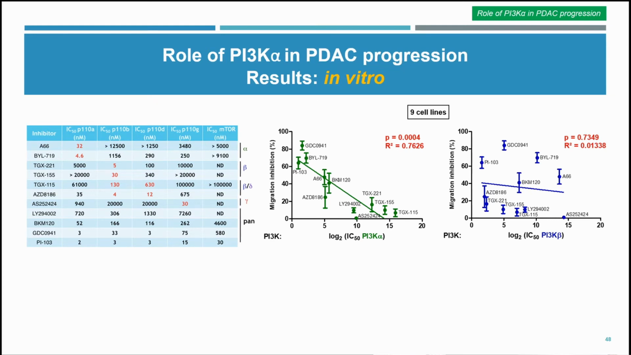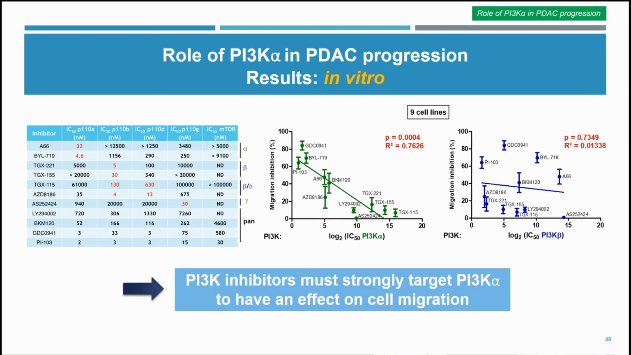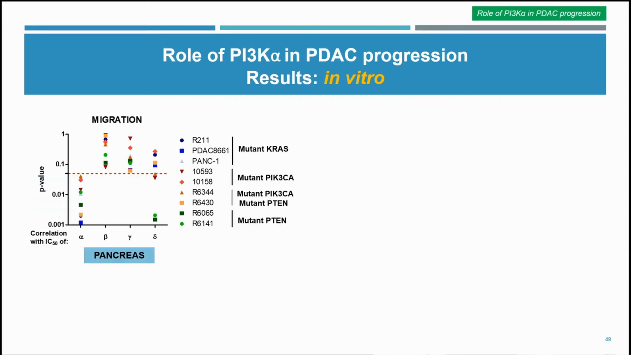calculated the correlation between the in vitro IC50 of the different inhibitors and their capacity to inhibit migration. What we observed was that the more an inhibitor could target PI3K alpha, the more effect it had on migration. The same was not observed for any of the other isoforms. So therefore, a PI3K inhibitor must strongly target PI3K alpha to have an effect on cell migration.